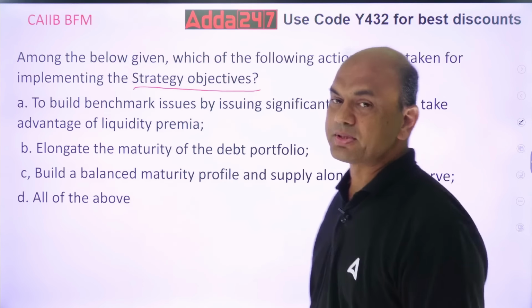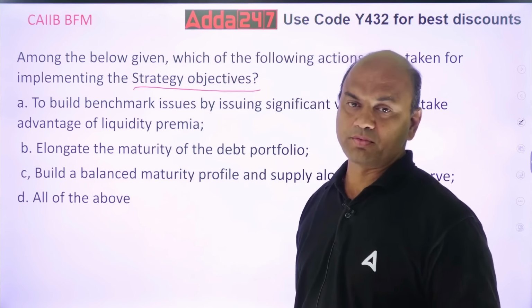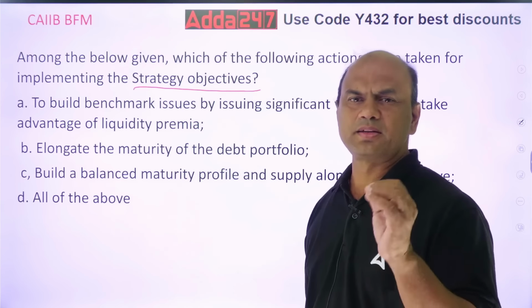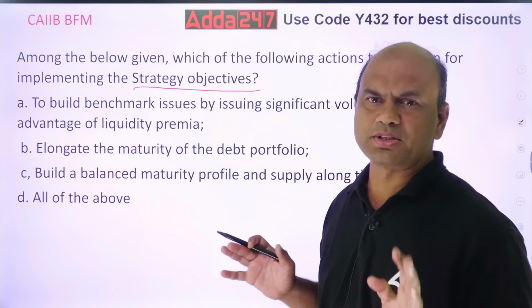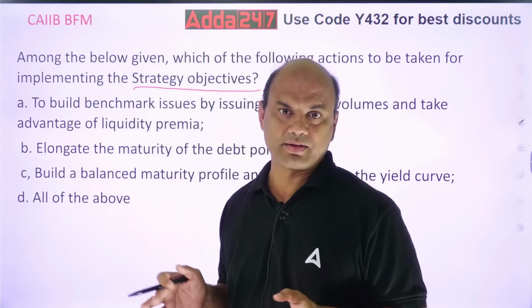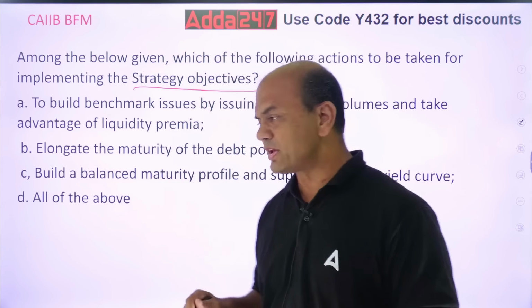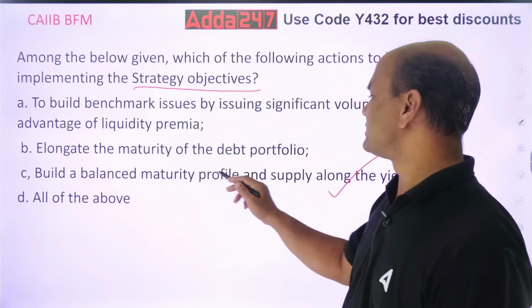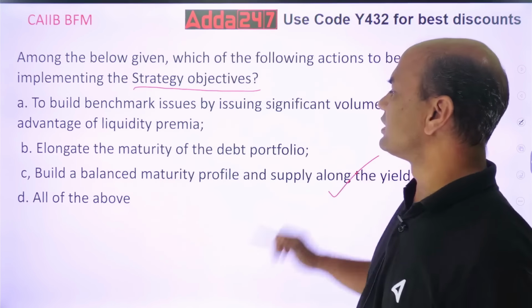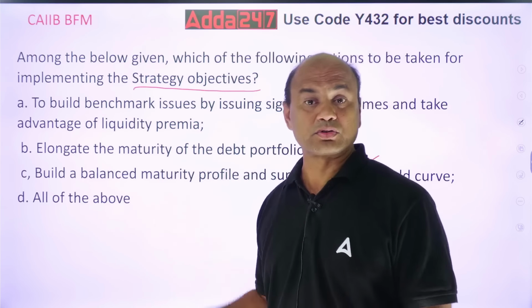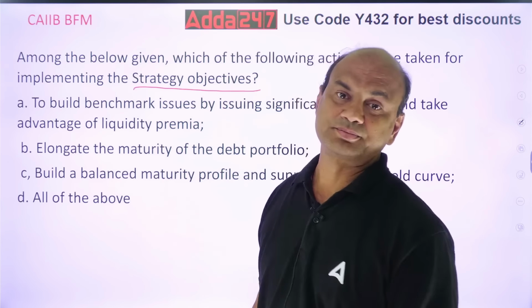Strategy means you are thinking of long term. Whenever you are thinking of long term, the first question that comes to mind is the yield curve. Yield curve is something which is very important for the long-term survival of any bank. So obviously this answer will be there. Build a balanced maturity profile and supply along the yield curve. Elongate the maturity of the debt portfolio. This is also one of the important strategies.